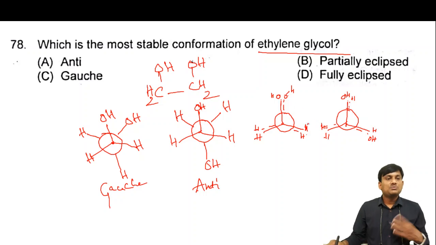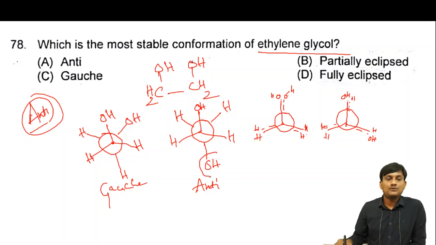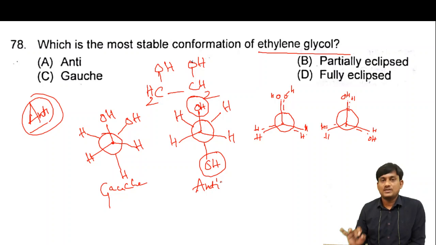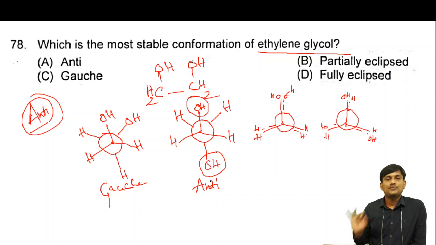Okay, which one is more stable? Generally, anti is more stable. When the group here, in place of OH, is an alkyl group, generally anti is more stable, because in the anti conformational structure there is the least repulsion between these two groups.